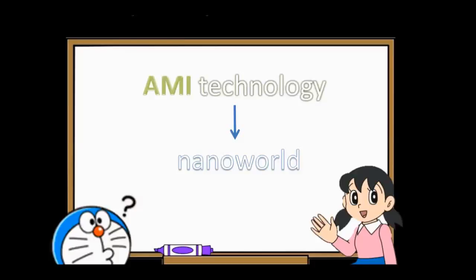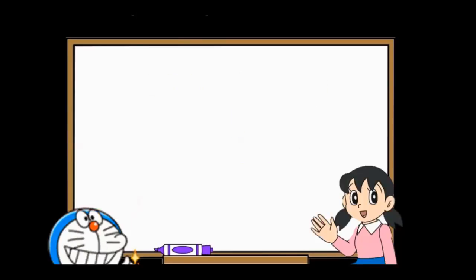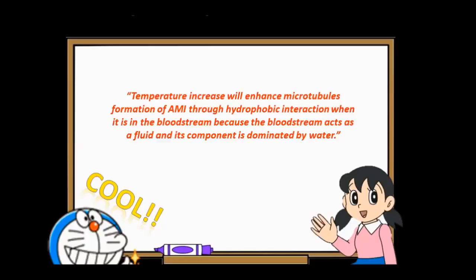Cool. And also, AMI will flock together and form a meta shape when they are injected into the bloodstream, caused by the temperature increase. It is suitable that a temperature increase will enhance microtubule formation of AMI through hydrophobic interaction when it is in the bloodstream, because the bloodstream acts as a fluid and its component is dominated by water.